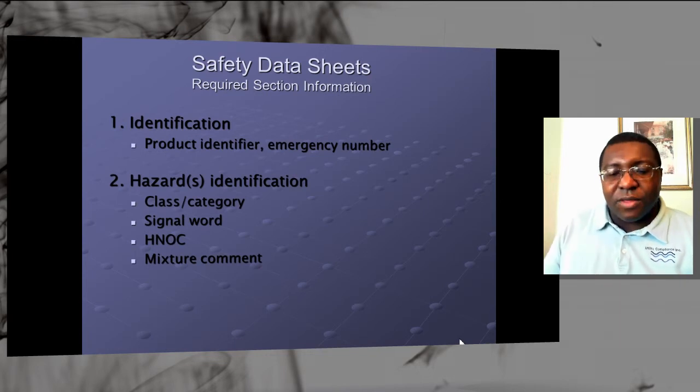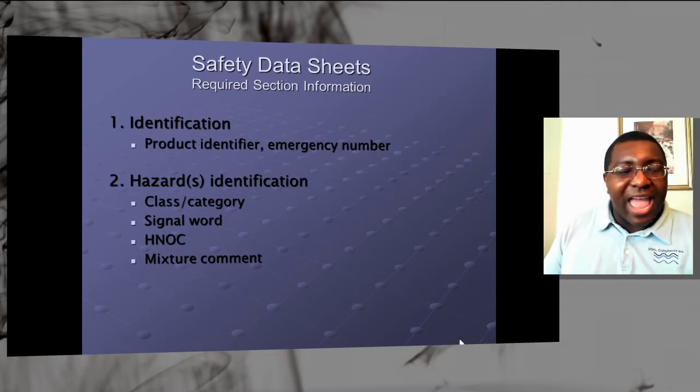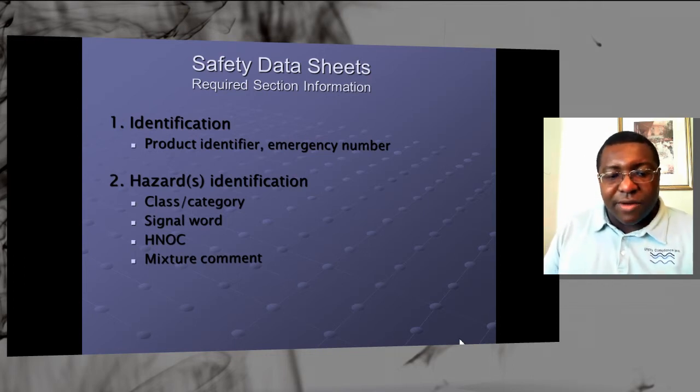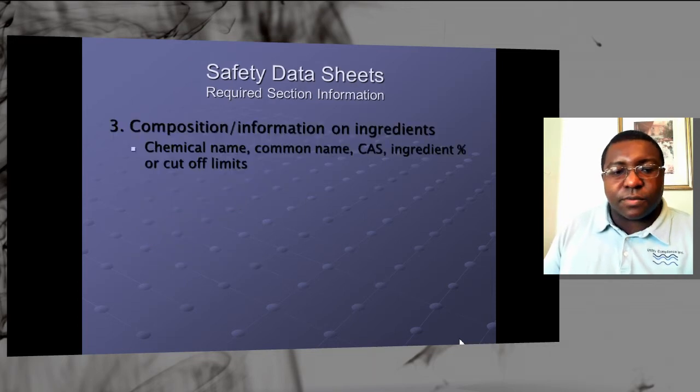otherwise classified. So there's some hazards that don't have a specific classification yet, so they'll say HNOC. Pyrophoric gases is one of those. Those are gases that can spontaneously explode in the presence of oxygen. So that's one of them that are hazards not otherwise classified. Combustible dust, the same thing. That's an HNOC. And you'll also see your mixtures and whatever comments in the hazard section 2.